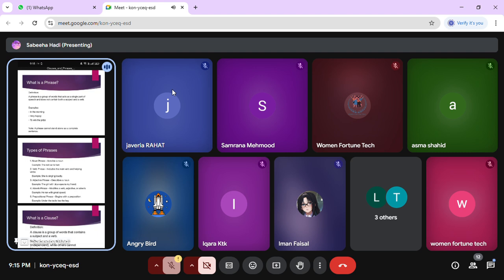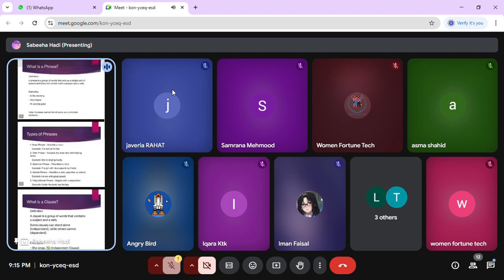The second one is verb phrase. Verb phrase includes the main verb and helping verbs. For example, she is singing loudly. Here is singing loudly is a phrase and it is a verb phrase because it includes the main verb and helping verb. Here the helping verb is.